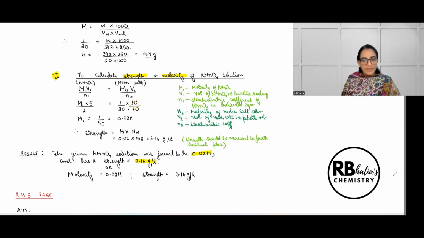Now, sometimes children, some externals ask you to do these calculations using the general calculation method. They want you to do a general calculation first. General calculation means we are going to assume the burette reading to be V ml.